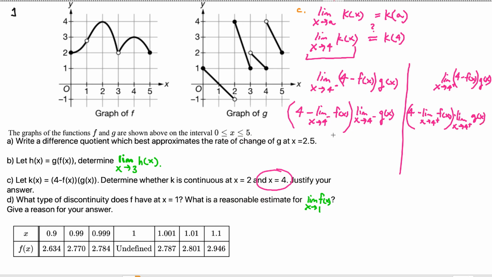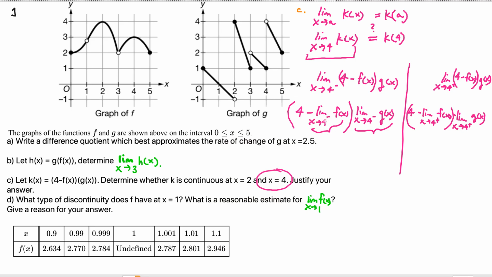And now we just need to investigate what this is and what this is. We can find out what the left-hand limit equals, and we want to see if it equals the right-hand limit, because again, I'm trying to determine the limit as a whole. If the left-hand limit doesn't equal the right-hand limit, the limit doesn't exist. So let's see what happens in this case.